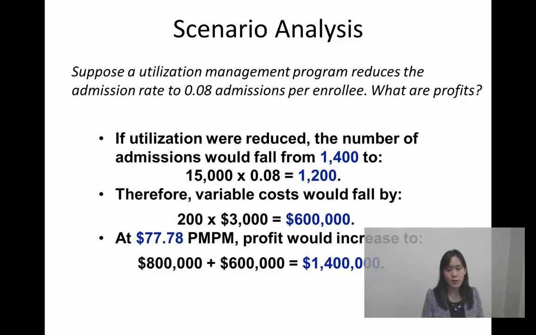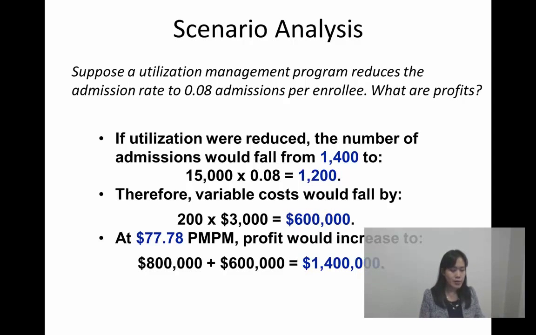If the number of visits falls by 200, the variable cost will also fall. So the variable cost will fall by 200 times the variable cost, which is $3,000. So the total variable cost falls by $600,000. Revenues stay the same, right? Because revenues are based on the number of members, not on the number of visits. The total variable cost falls, and the direct fixed costs and the overhead costs all stay the same. So the only thing that's changing is the total variable costs.